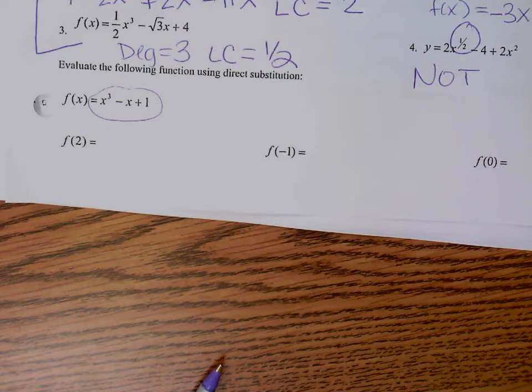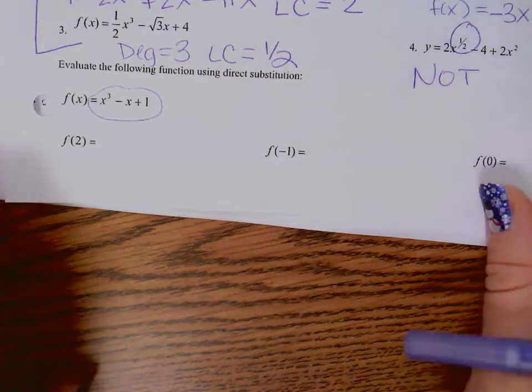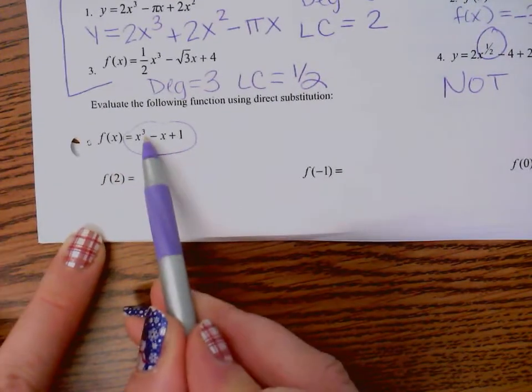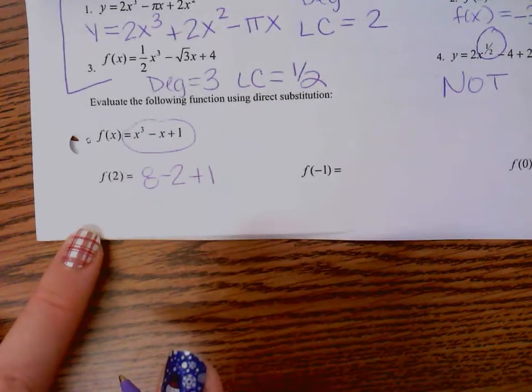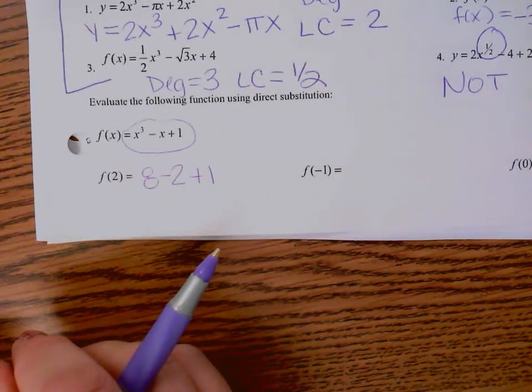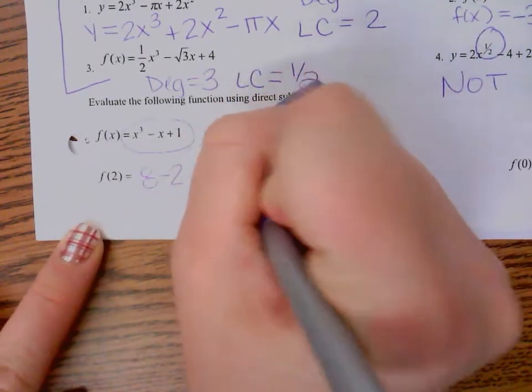What I get here. So when I plug in 2, 2 cubed is 8, and then I'm subtracting 2 and adding 1. So does that come out to 7? 8 minus 2 plus 1 looks like comes out positive 7.